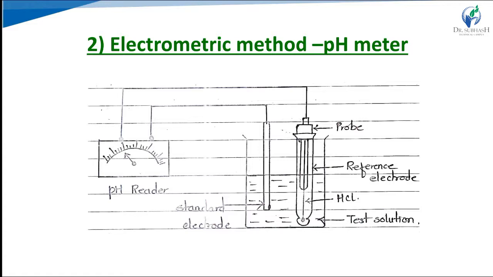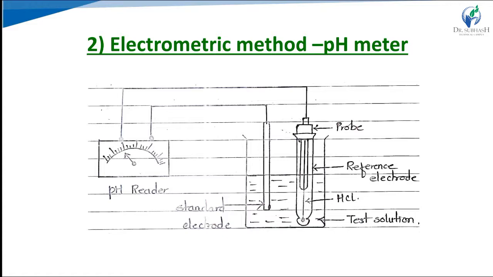And for the measuring electrode, we use the measuring electrode only. It consists of a glass envelope having a pH sensitive glass membrane at the bottom surface in the bubble part. The pH sensitive glass membrane is enveloped in that part, which contains a constant pH buffer solution. So the glass electrode is made up of a thin glass membrane.